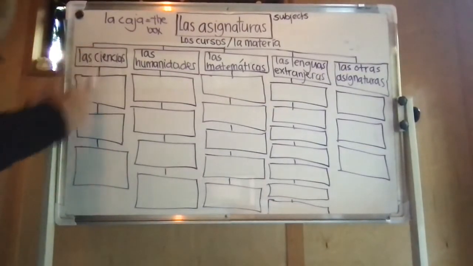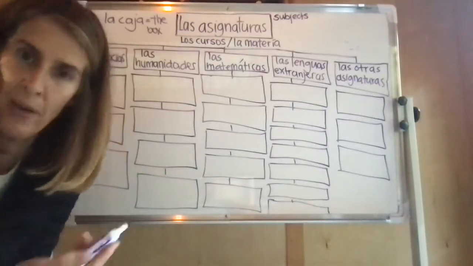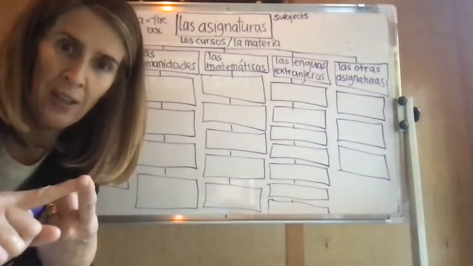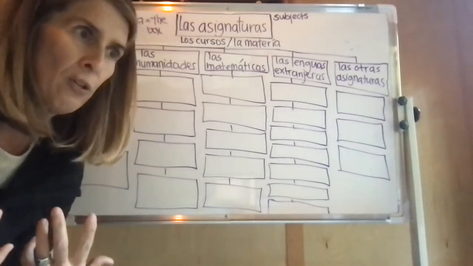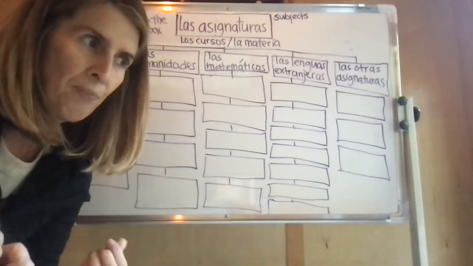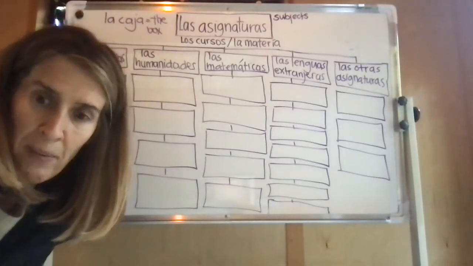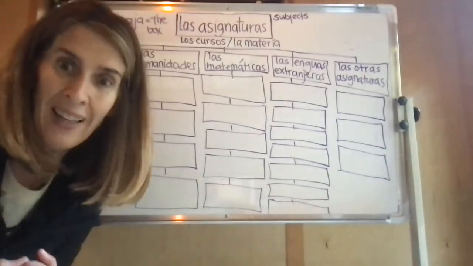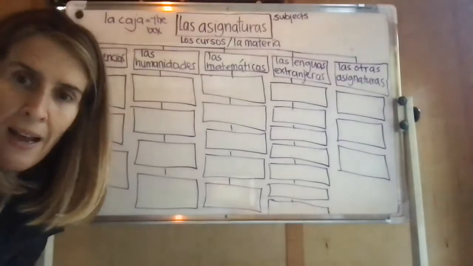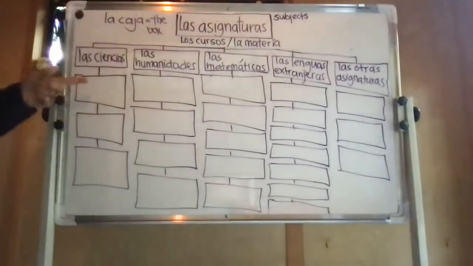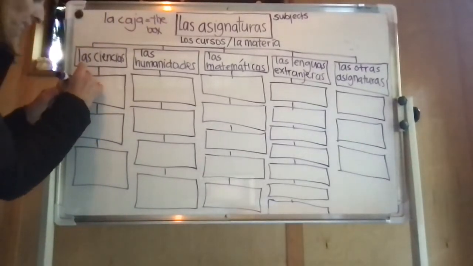So under las ciencias, under the sciences, ¿qué cursos hay? What courses are there in the sciences? Well, we have biology, which is the study of the human body, okay? Or it can also be the study of, I think, it's human physiology, human body, okay, biology. Then we have la química, chemistry, which is the study of atoms and molecules and things like that. And then physics, la física. So we're going to put those 3 under las ciencias, and those are the 3 that I want you to know.